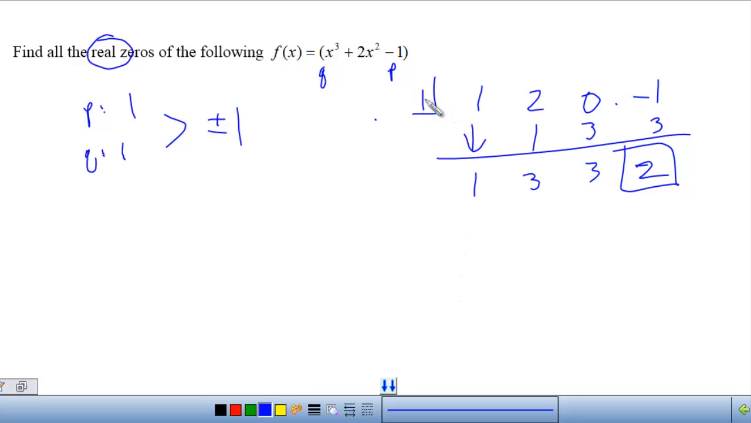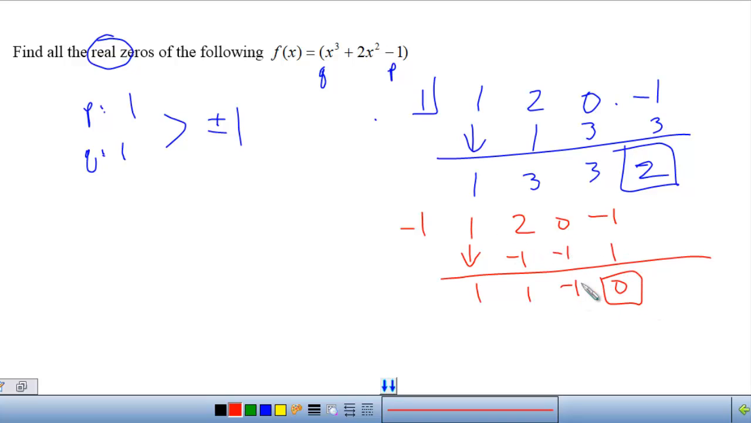So 1 does not appear to be a 0 or a root of this polynomial. So let's check negative 1. I'm going to go ahead and drop down all these same coefficients. Drop the first term, negative 1 times 1, 2 and negative 1, negative 1. And there we see we have our 0, our root. So I have 1 there at negative 1.